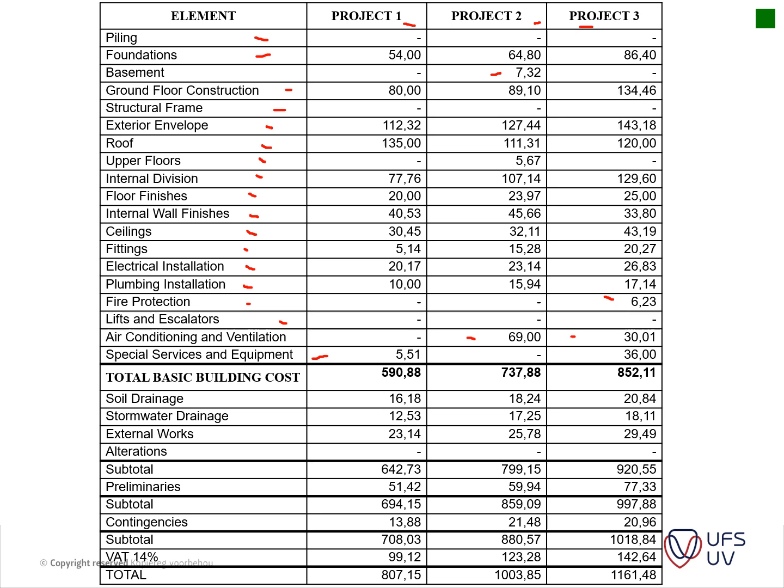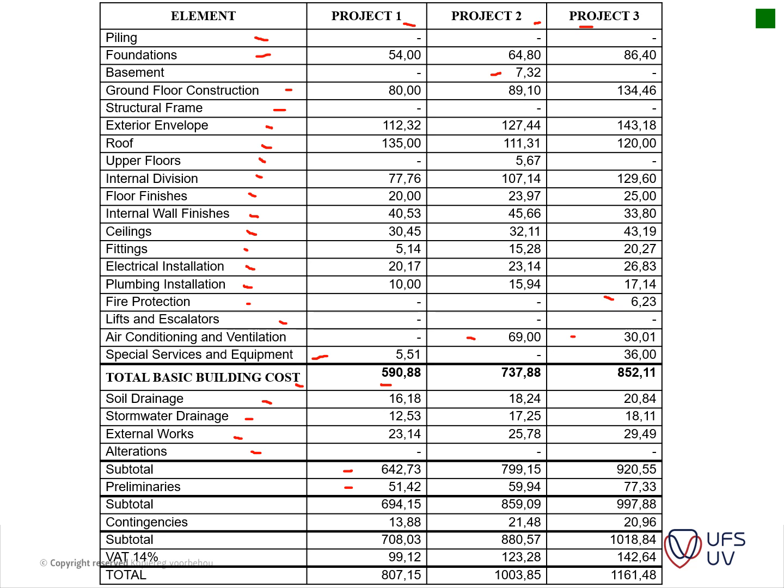Then you would see the basic building cost was developed here. This also explains the basic building cost for you a little bit from our previous methods that we've used. So you can see now they've got the external works here. We've got a soil drainage, which is your sewer basically. You've got your stormwater drainage, any other external works, alterations if it was an existing building and some alterations had to be done to that, and then you've got your subtotals here.